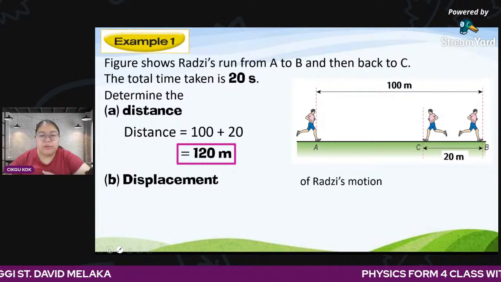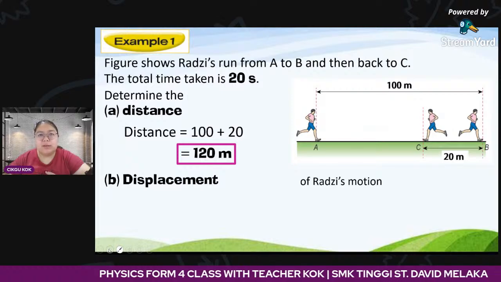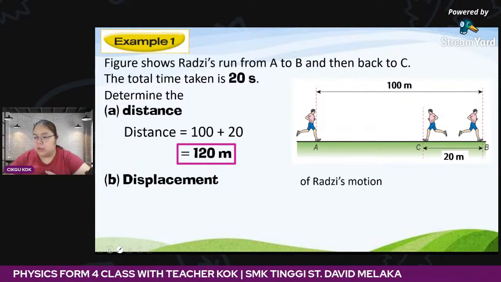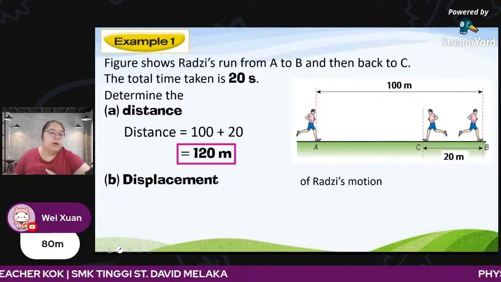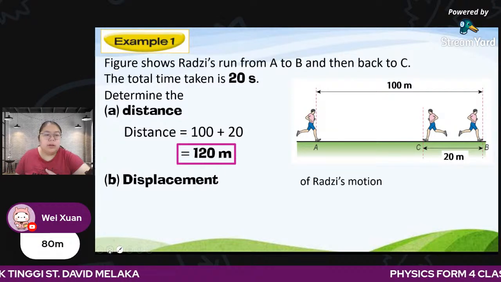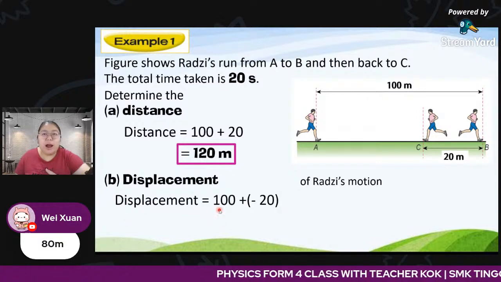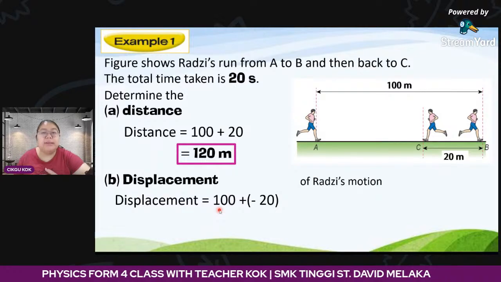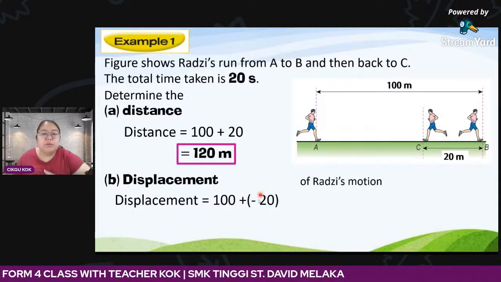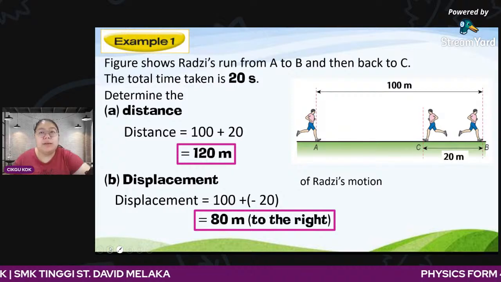Displacement for Razis's motion. For displacement, you need to take the right-hand side as positive. Everyone has answered already, all the students give the same answer. Wei Xuan gave me 80 meter. We need to show the calculation. Displacement equals 100, after that plus, then you need to put bracket negative 20, which means this one is the opposite direction. Then the final answer is 80 meter.